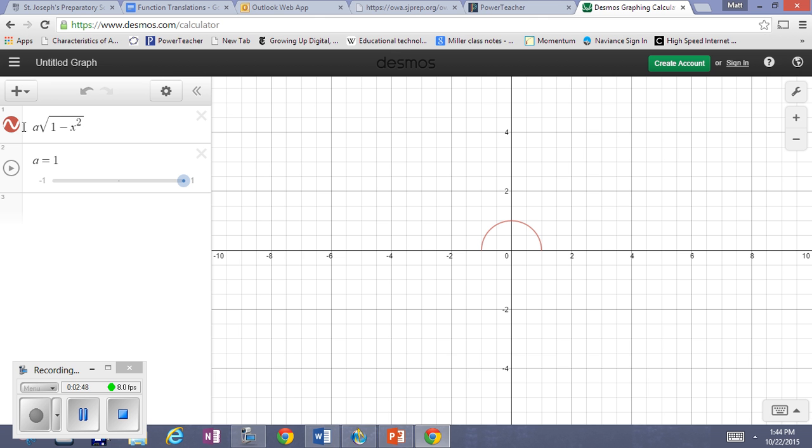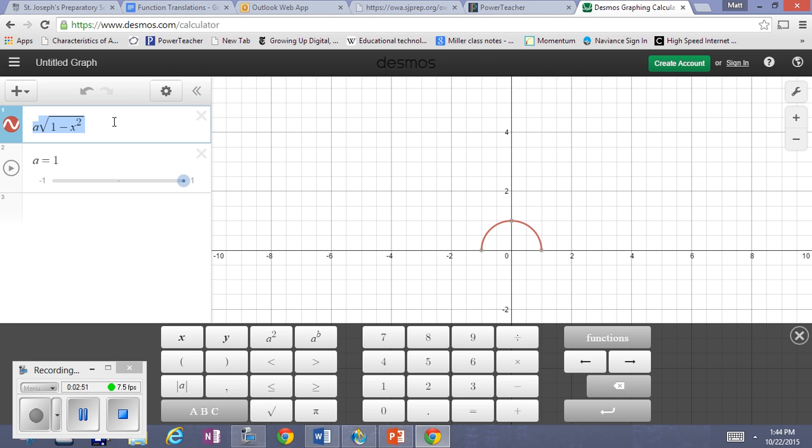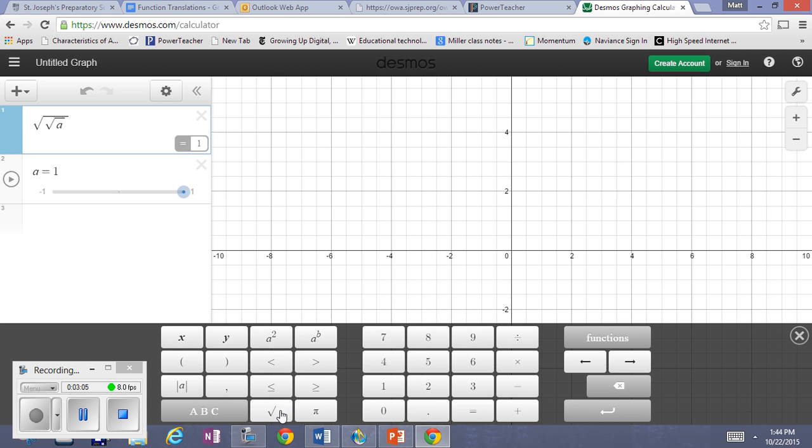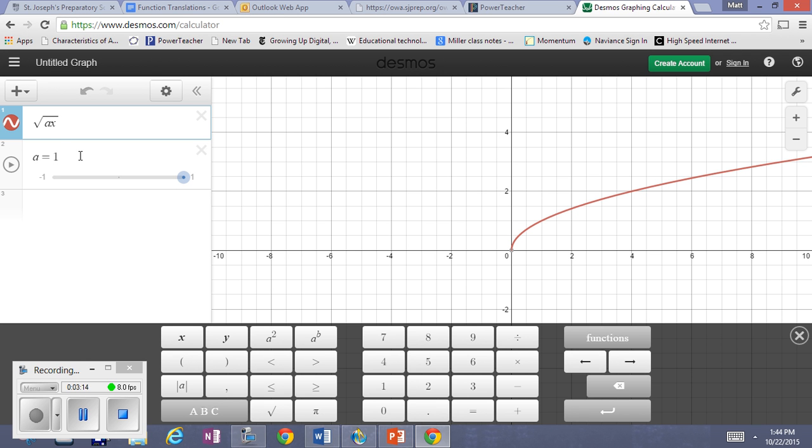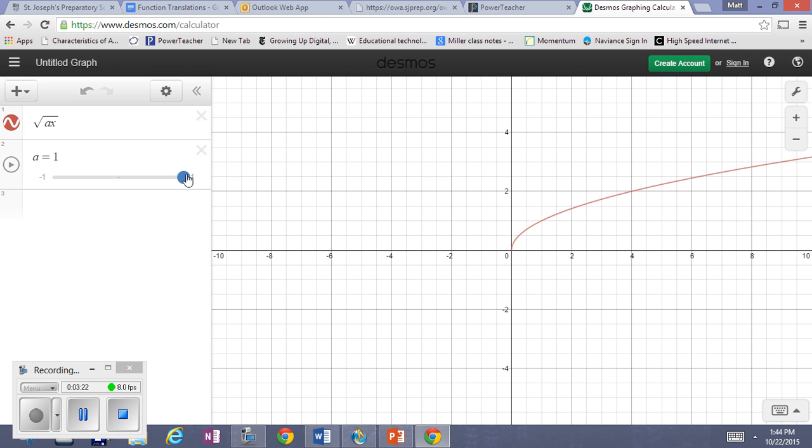Okay, so now let's look at our square root function, just the square root of x. Let's delete that. We do now the square root of ax. Here's our slider. The a value is +1. What happens when it becomes -1? What happens? Move it over. -1, +1. What's the difference?